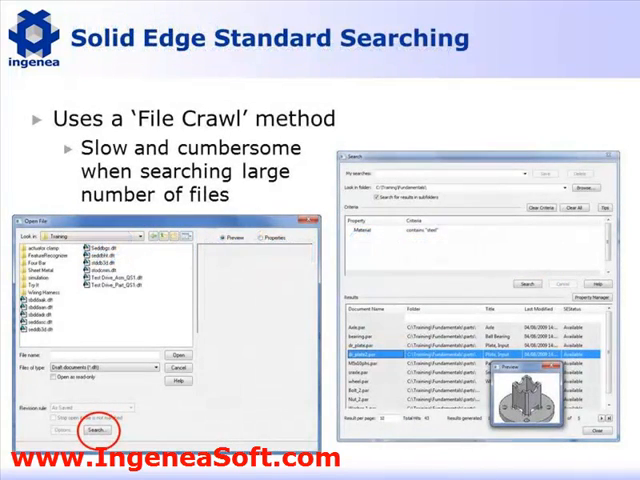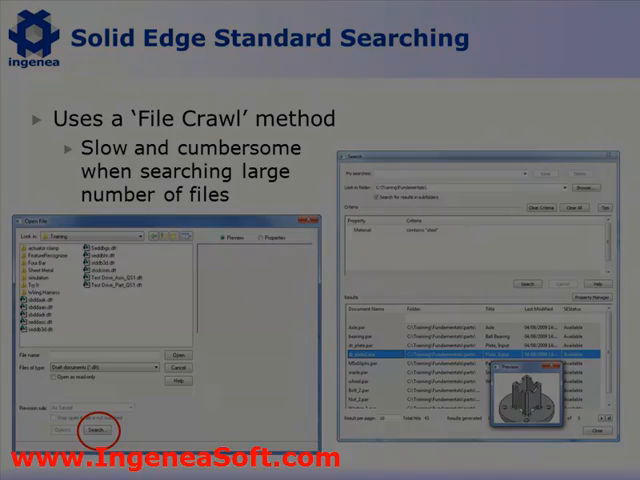A common requirement when working with SolidEdge is to find files. SolidEdge provides out-of-the-box tools that allow us to search for files using any property text they may contain. For example, we may wish to search for all files that have a specific material or project name. The problem with this is that the searches are extremely slow, since the only search method available is a file system crawl.